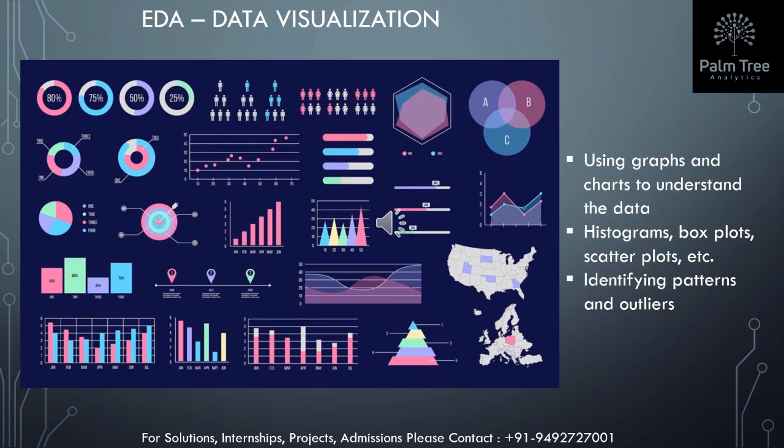For example, a histogram can show us the distribution of ages in our dataset, whether they are evenly distributed or skewed towards a particular age group. Box plots reveal the spread and skewness of data, helping us identify outliers and understand variability. And scatter plots are invaluable for spotting correlations between variables. Remember, a picture is worth 1,000 words, and in data analysis, a well-chosen visualization can speak volumes.